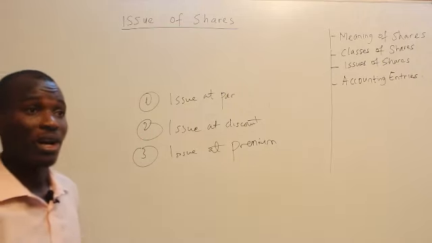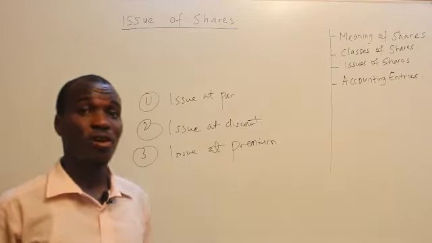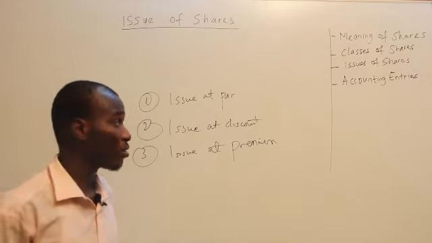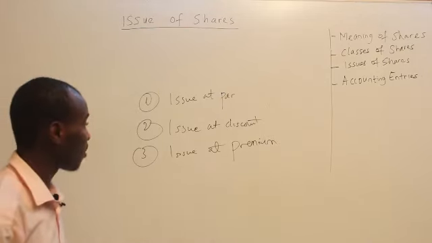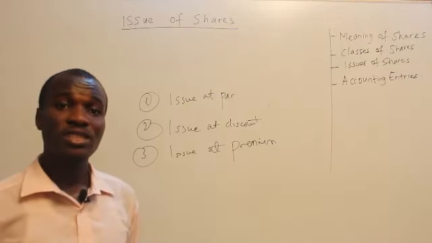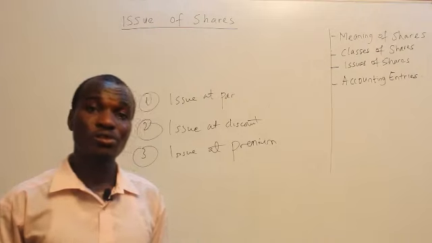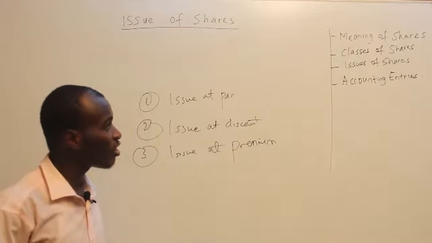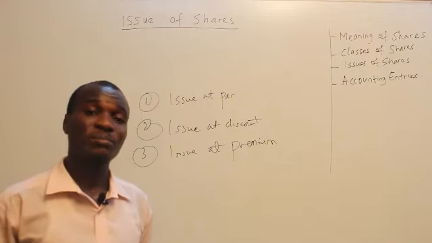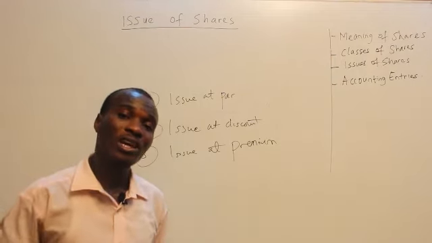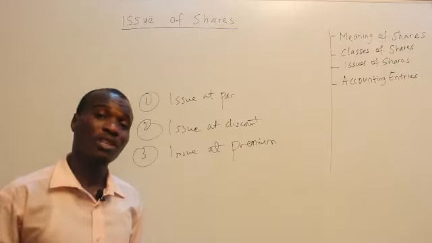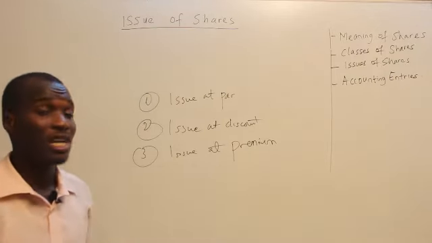So this share is at par when the current market price is equal to the price of the ordinary share capital of the company. Now, share issued at discount means the current market price will be less than the ordinary share capital. That means the share will be issued at a price which is less than the amount of ordinary share capital of the company.